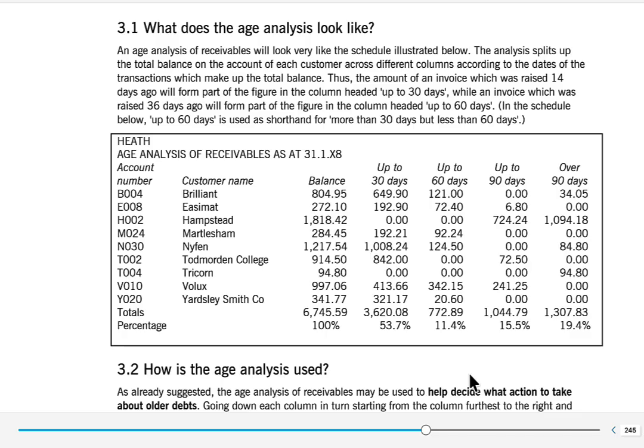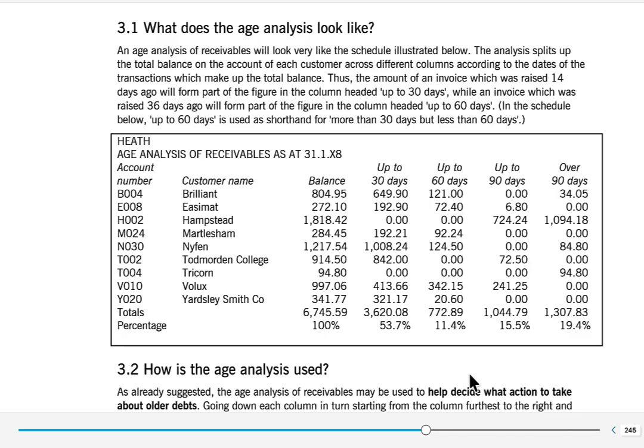But here is the part that students often find confusing, and the book is trying to warn you about it. When the schedule says up to 60 days, it does not mean everything from day 1 to day 60 again. It is shorthand. It means amounts that are more than 30 days old, but not more than 60 days old. Similarly, up to 90 days means more than 60 days old, but not more than 90 days old. And over 90 days means older than 90 days.